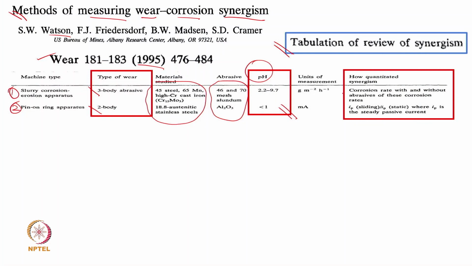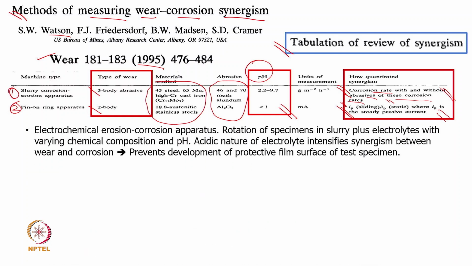So what they tried to figure out is the corrosion rate with and without abrasives. In the presence of corrosion, they found the corrosion rate in the presence of abrasives and in the absence of abrasive particles. In the second case, they compare the current which is generated. So this is what they say: IP sliding by IP static. IP is a steady passive current, so I is current and P is passive.